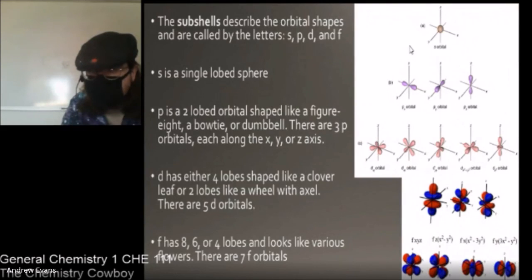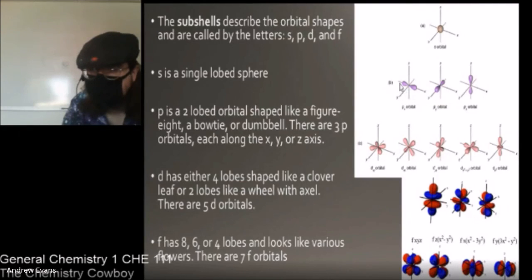Now S, you'll notice there's only one S. It's a single-lobed sphere, so it just looks like a sphere. There's only one because a sphere is identical in every way. You can turn it as much as you want, and it's still going to be round. You can't tell whether you're looking at it from the front, back, left, right, top, or bottom. So there's only one for S, and S can hold 2 electrons.